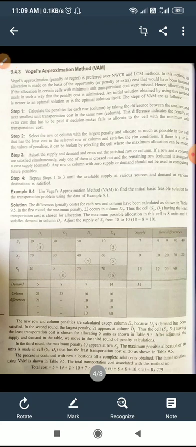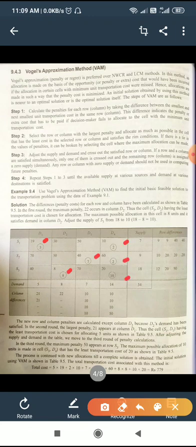After demand and supply are satisfied, we find the number of occupied cells. The number of occupied cells is 1, 2, 3, 4, 5 and 6, so this is a non-degenerate solution. The total cost in similar fashion is 779. So this is Vogel's approximation method.